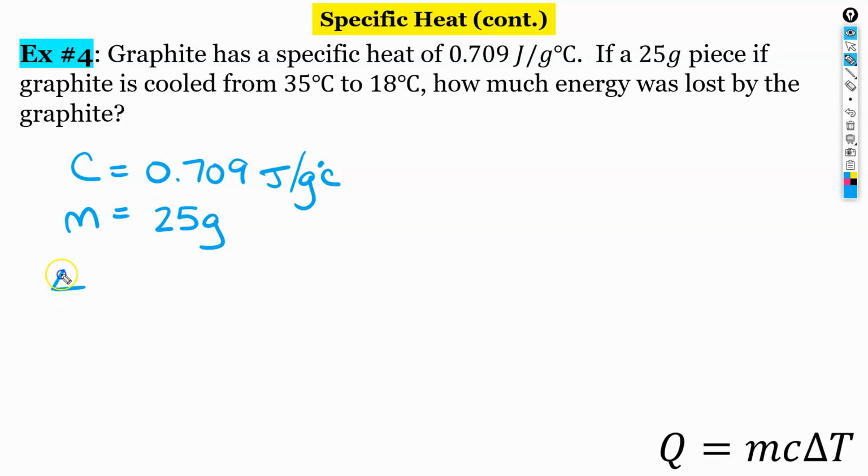And delta T, final minus initial. So let's see here. To find this, we're going to do our 18 minus 35. So this is our final. And when we do that, we get an answer of 17 degrees negative, of course. And let's plug in.